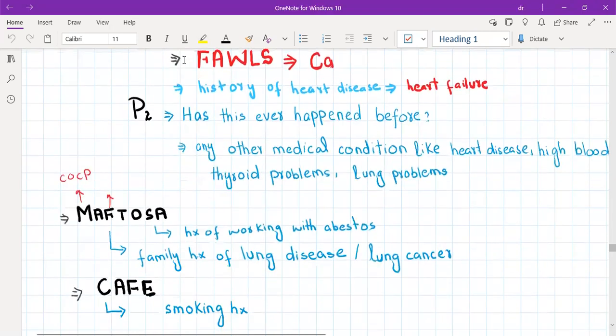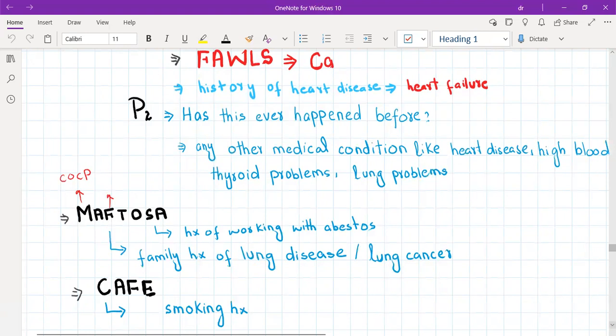So after this, you need to ask about past medical history. So past medical history of the presenting symptom. So you will ask, has this ever happened before? And if it has happened before, how was it treated, etc. And then any other medical condition. So as this is shortness of breath, first of all, you would ask, is there any history of heart disease, any lung disease? Okay, and you should also ask about high blood pressure, diabetes, thyroid problem, etc. But make sure to ask about any heart disease or lung disease in the past medical history.